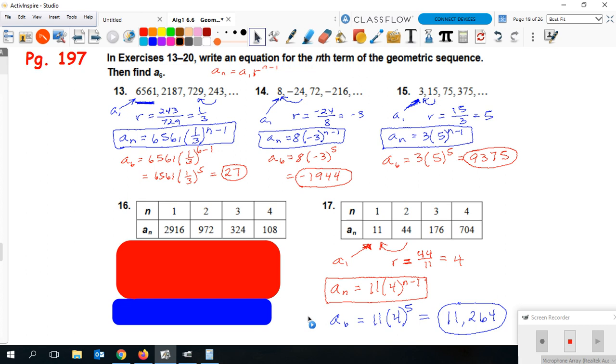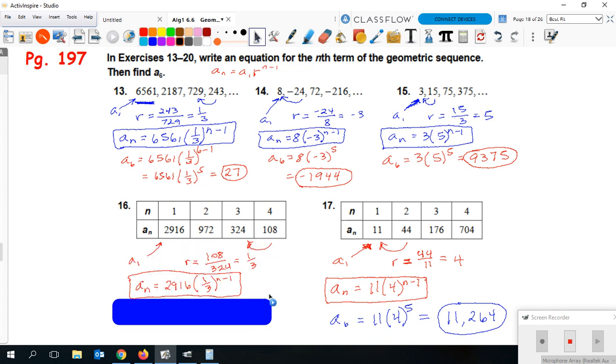All right, so hopefully you have an answer for number 16. The way your function should be written out, remember, you're always going to start with a of n. First term is 2916. Your common ratio, I would probably do 108 over 324 as a fraction. 108 does go into itself once and into 324 exactly 3 times. It makes 1/3 our common ratio.